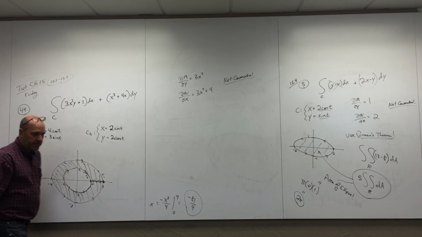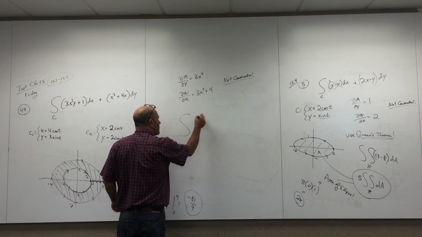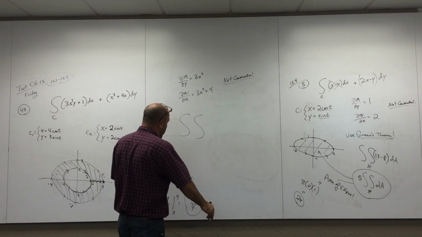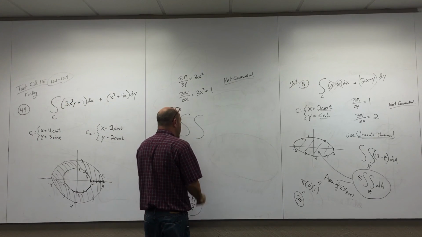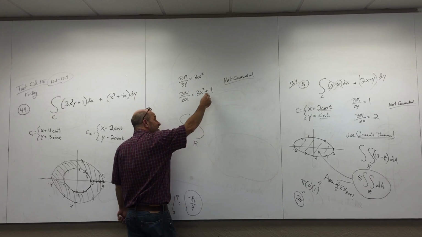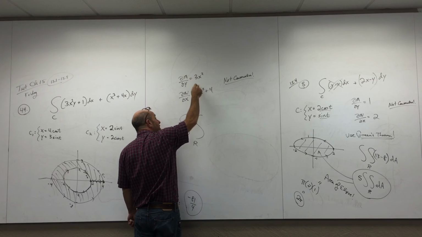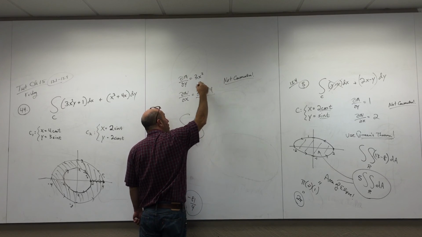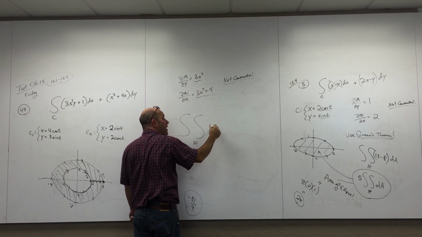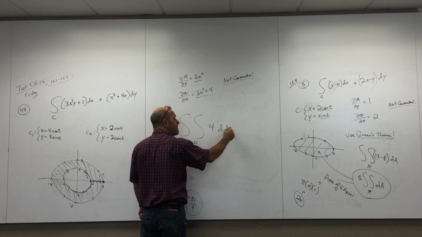So I'm doing Green's theorem. Here we go. And what is Green's theorem? It's this double integral over this region R of dN/dx minus dM/dy. So it's this 3x squared plus 4 minus this 3x squared. Those are going to cancel, and I'm going to be left with a 4 dA.